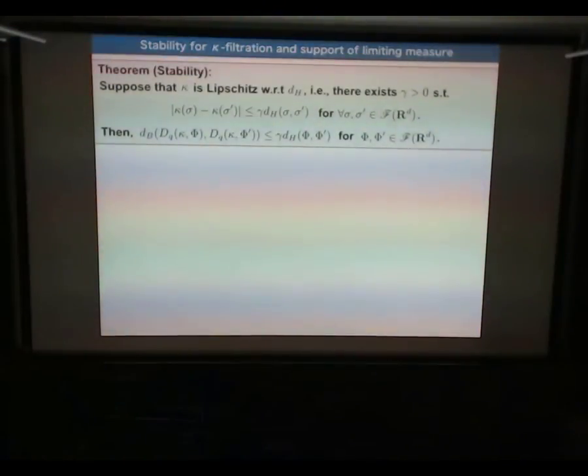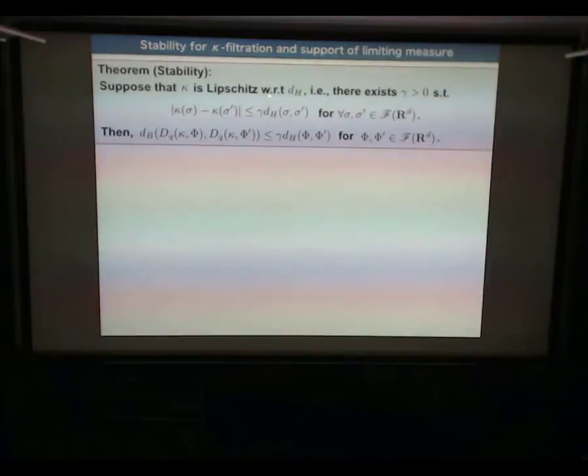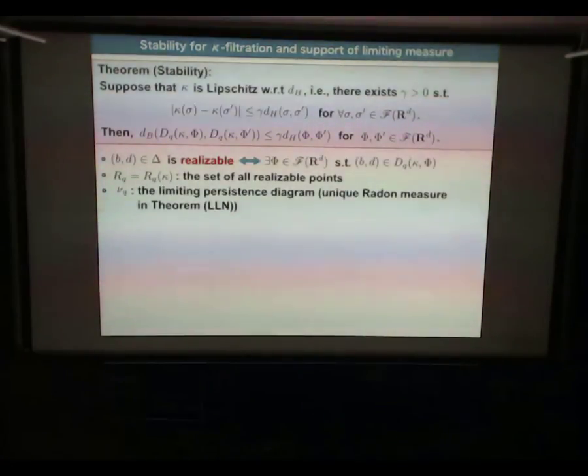And to study such a problem, the stability property plays a really important role. First, we can show the following theorem. Given our kappa, which is Lipschitz with respect to Hausdorff distance, namely, it assumes that there exists some constant gamma such that the difference is uniformly upper bounded by the Hausdorff distance. Then the bottleneck distance between two persistence diagrams coming from phi and phi prime point clouds is upper bounded by the Hausdorff distance with this constant gamma. Then we can show this stability theorem.